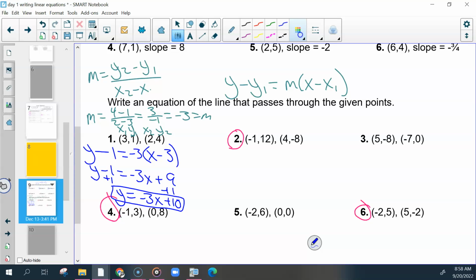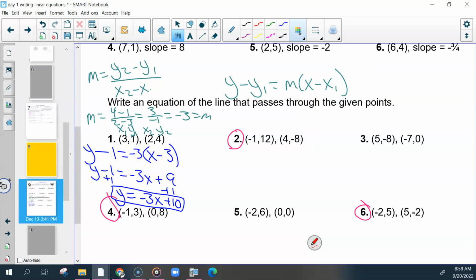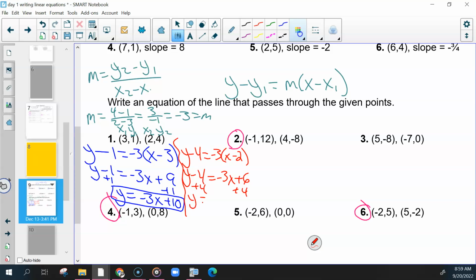I am going to show you the other way. What if we had chosen this ordered pair instead? You don't have to write this down, but you can if you so choose. So the slope would not change. That would stay the same. Only your numbers would change. So this would be y minus 4 equals negative 3 times x minus 2. And then we would still distribute: y minus 4 equals negative 3x plus 6. And if I add 4 to both sides, we get the same answer, which we should.